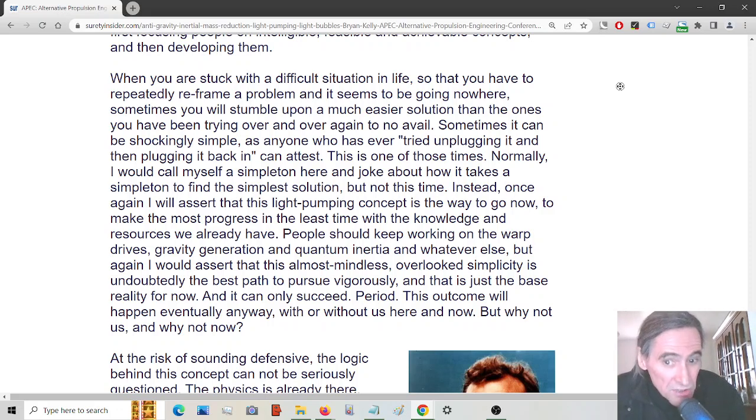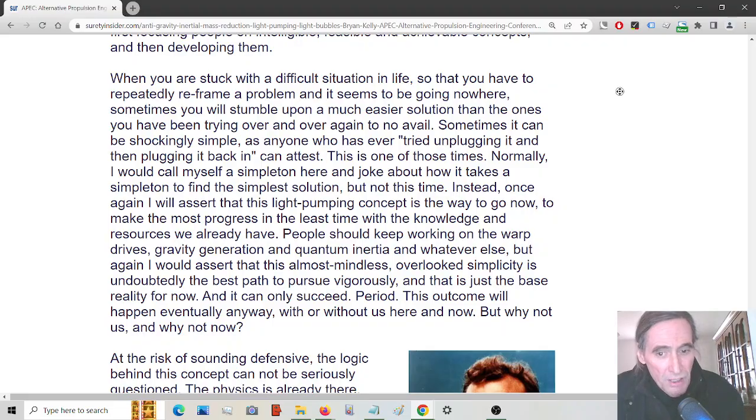This is one of those times. Normally, I would call myself a simpleton here and joke about how it takes a simpleton to find the simplest solution, but not this time. Instead, once again, I will assert that this light pumping concept is the way to go now to make the most progress in the least time with the knowledge and resources we already have.